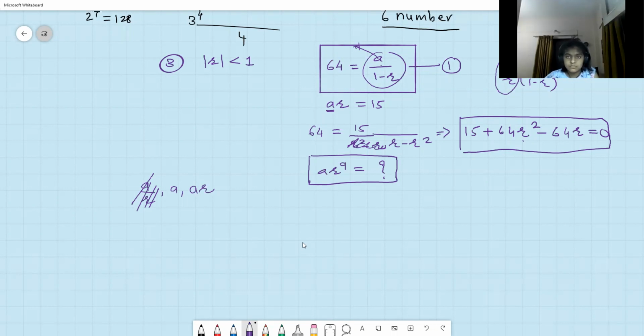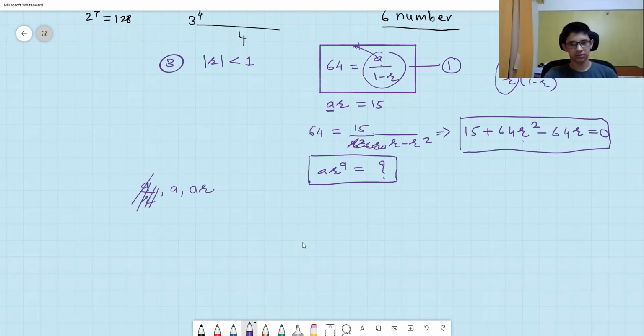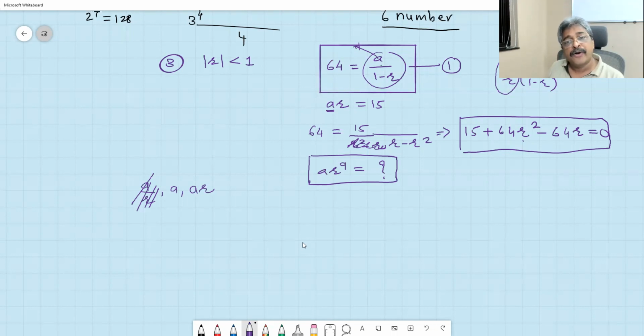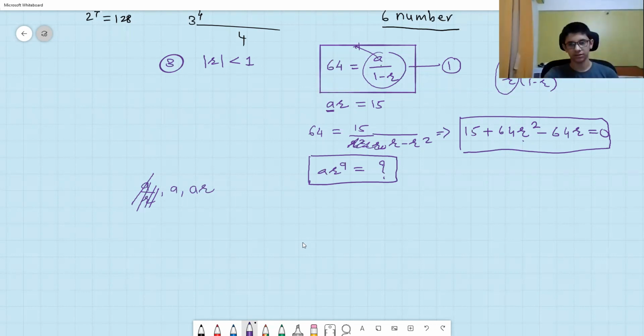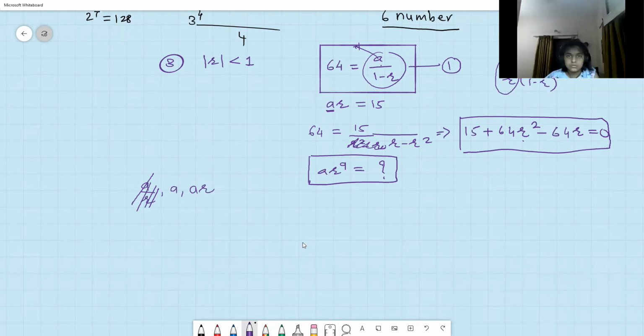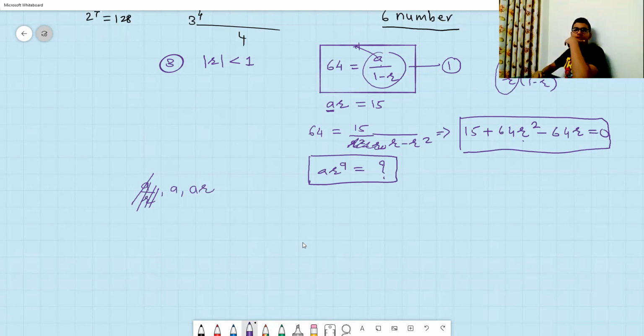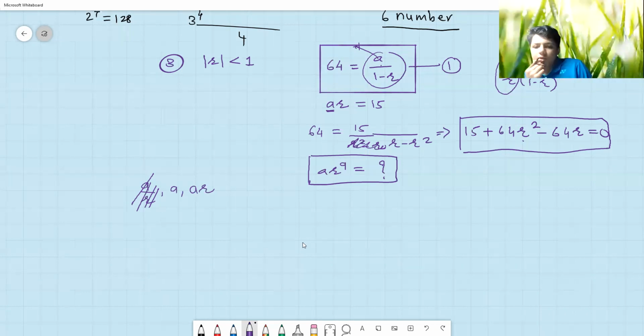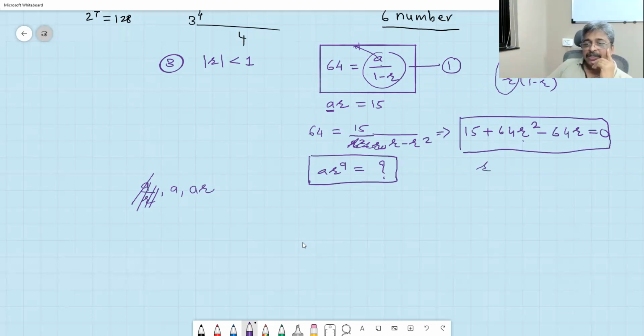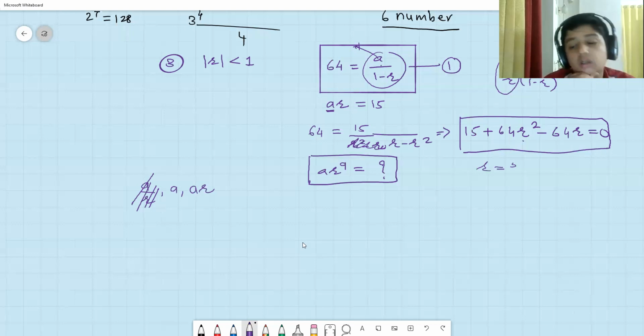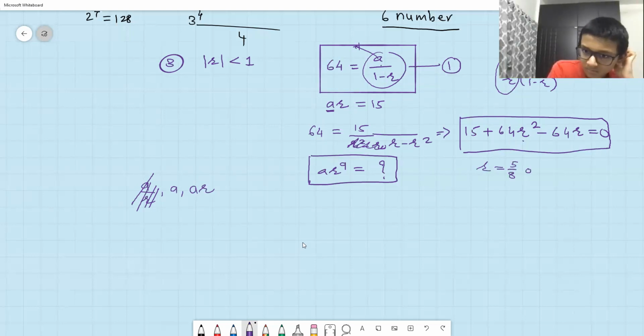Sir, will we get 4 solutions? There will be more than 2 solutions, you mean? No, sir, only two. For A we have a corresponding pair of R, and hence for each A there is a specific R. So there would be two solutions. Tell me the roots of this quadratic equation. R is equal to 5 by 8 or 3 by 8.